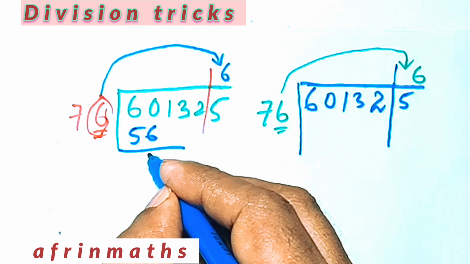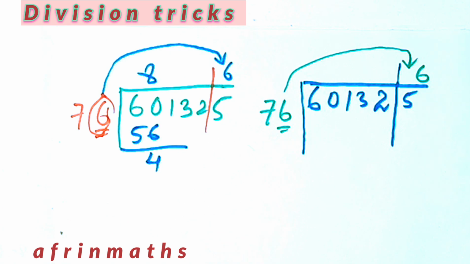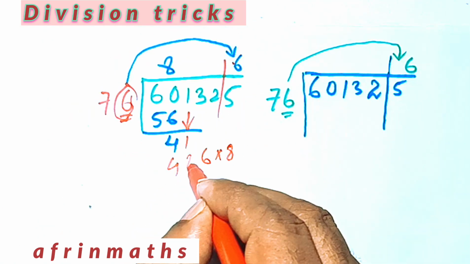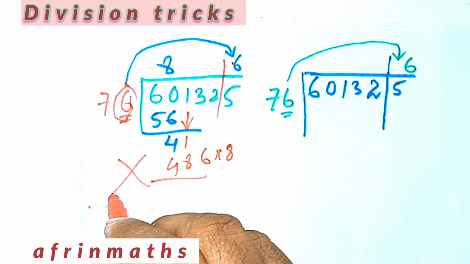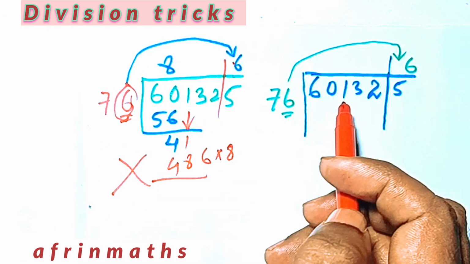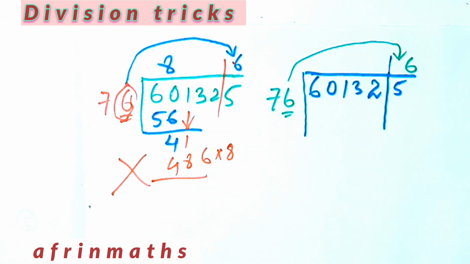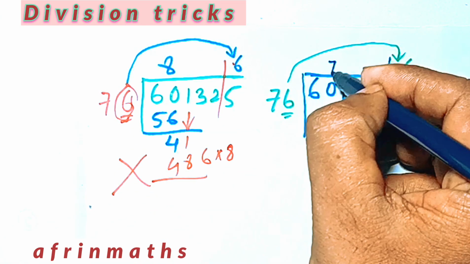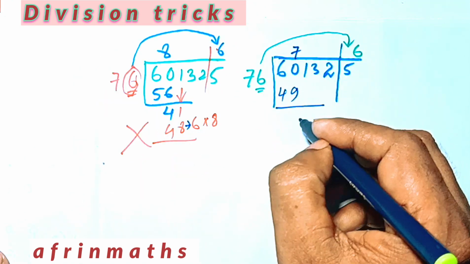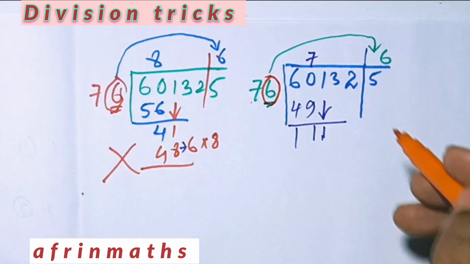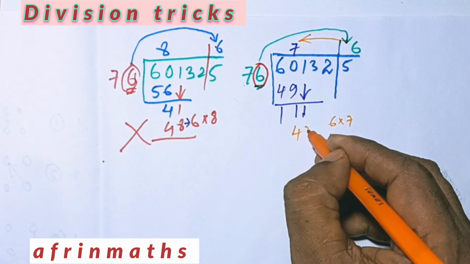So after subtraction, we'll get 4 and 1 if we bring it down. So if we multiply 6 into 8, 6 becomes 48, which becomes invalid. So we cannot multiply with 7 into 8. That's why I have written 2 times here, so that to clear the confusion. So we have to multiply 7 into 7 times 49. After subtraction, we get 1 also comes down here.